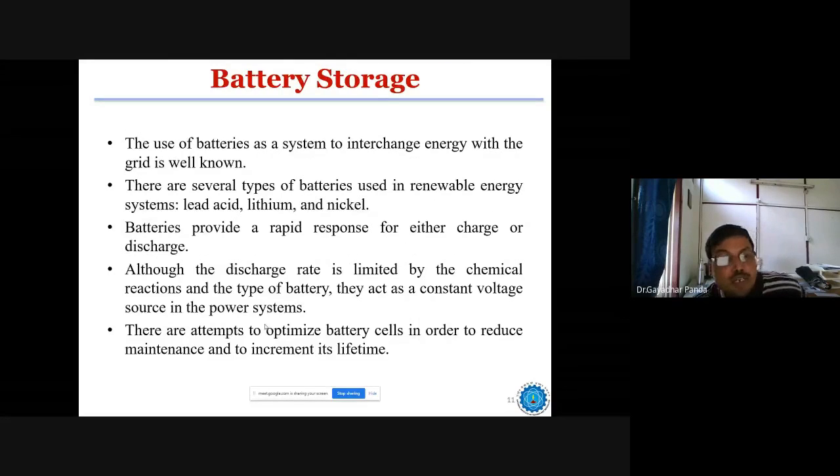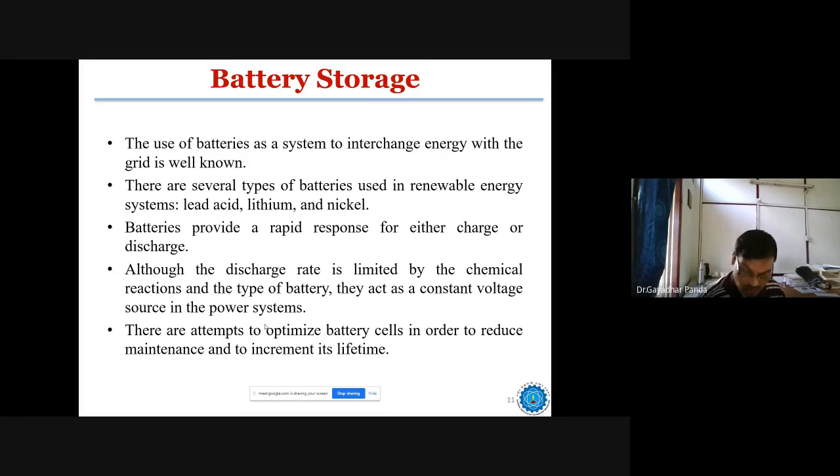And next we'll be coming to the battery storage. As I told you, the battery is very much important for a microgrid system, because the renewable sources are intermittent in nature. There are different types of batteries also: lead acid batteries, lithium batteries, and nickel batteries. Depending on the type of battery, the rate of charging as well as discharging also depends. Still, when the load suddenly increases or decreases, the battery may not cope immediately. It may take a little time.